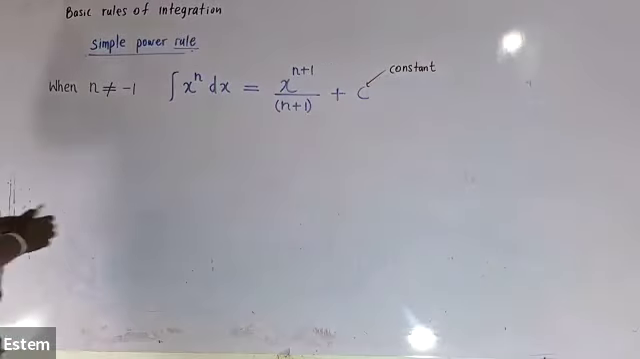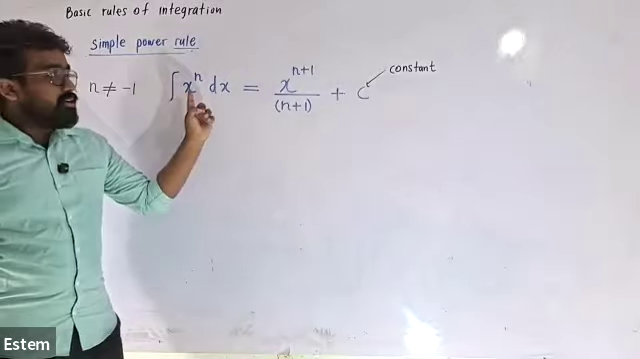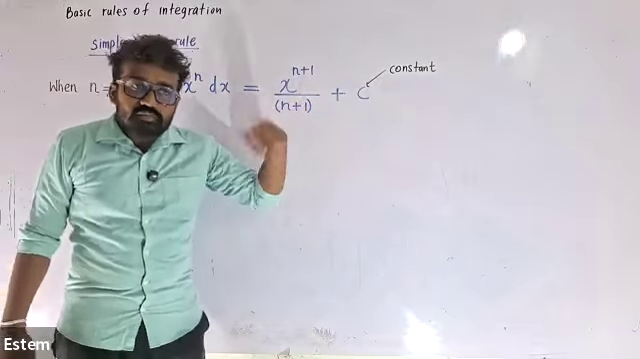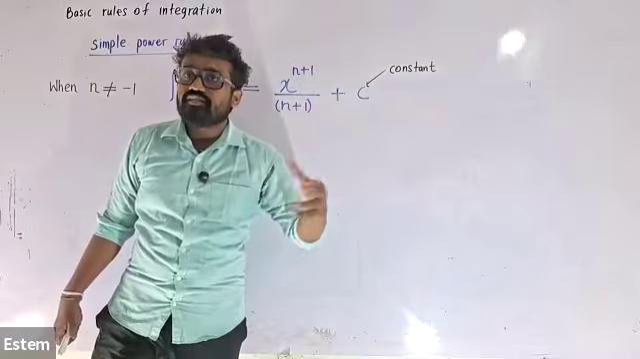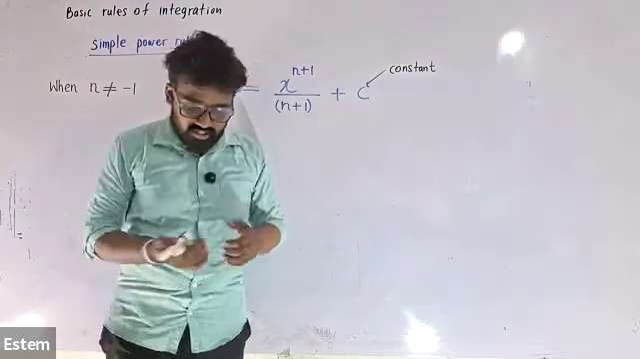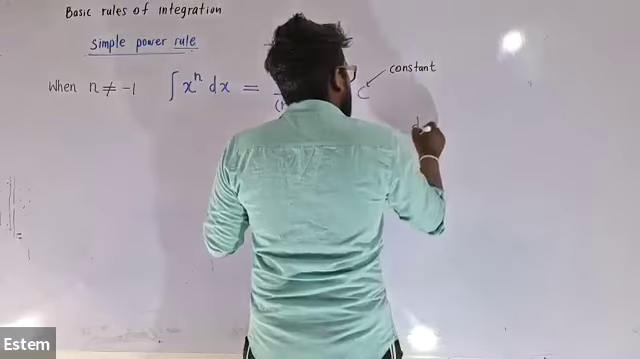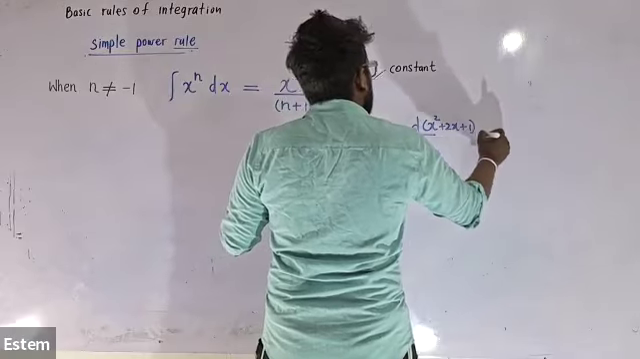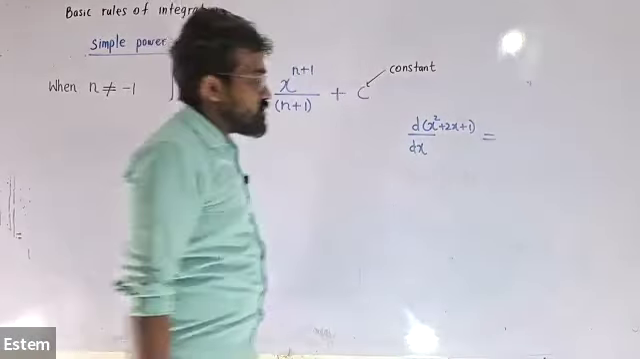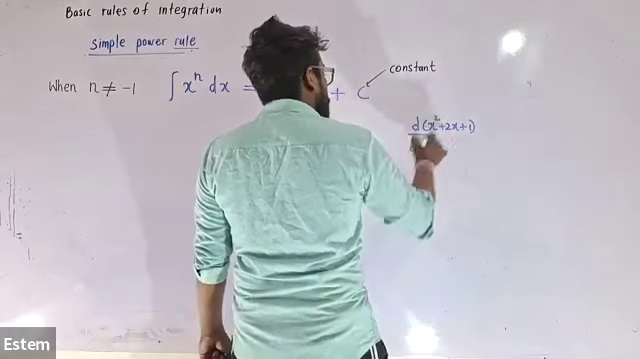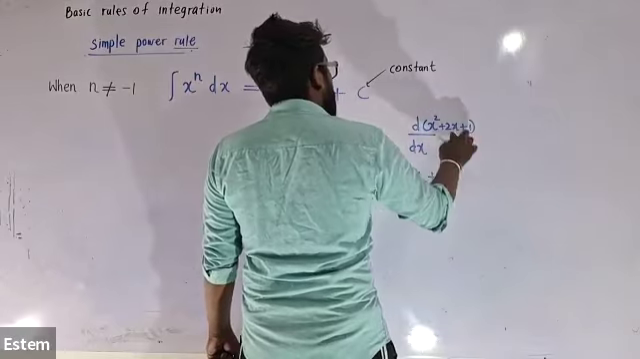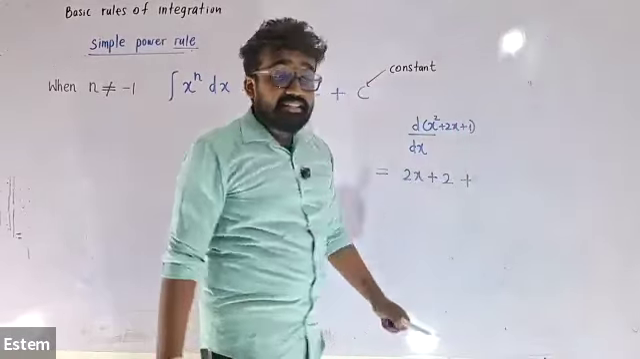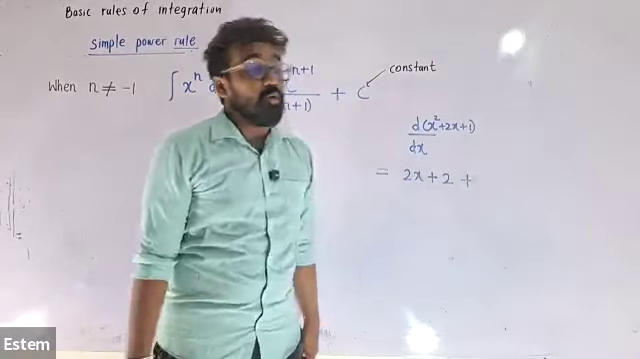Now you know when I integrate x^n, it becomes this. This is the rule. Integration is the reverse process of differentiation. It means if I differentiate x squared plus 2x plus 1, how can we differentiate? x squared is differentiated to 2x. 2x is differentiated to 2. And I think you know the differentiation of a constant is 0.